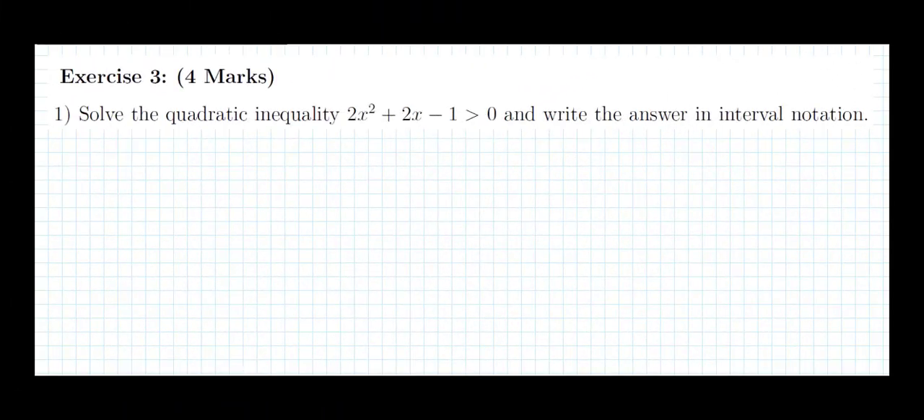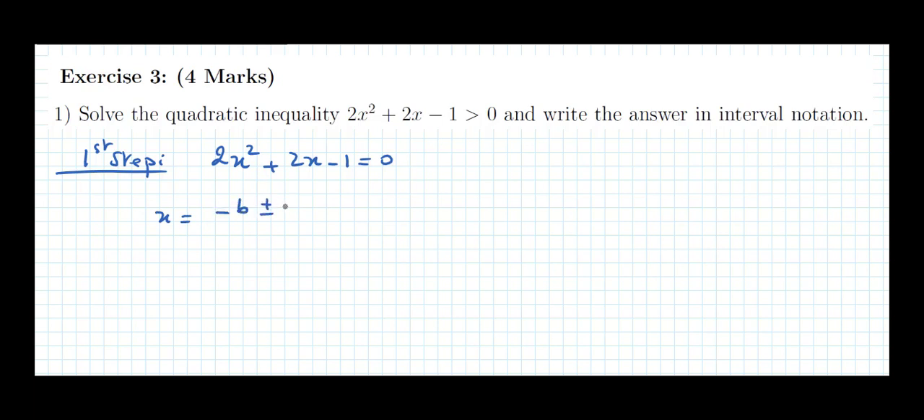In exercise number 3, we should solve the quadratic inequality 2x squared plus 2x minus 1 greater than 0. We should write the answer in interval notation. So as usual, we begin with the first step, which is solving the quadratic equation 2x squared plus 2x minus 1 equals 0. For this, we will use the quadratic formula, which is x equals minus b plus or minus square root of b squared minus 4ac, divided by 2a.